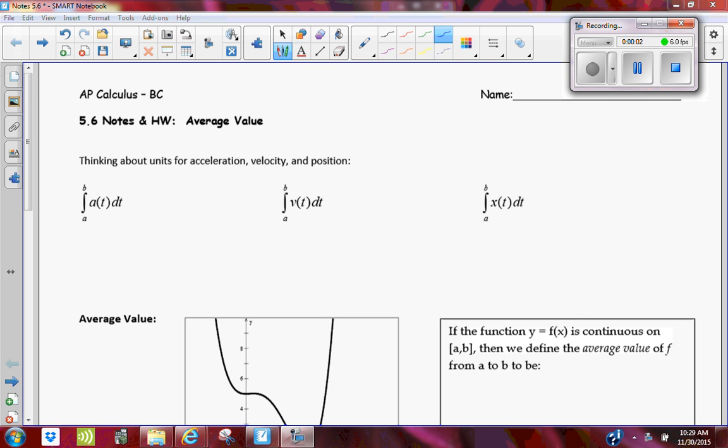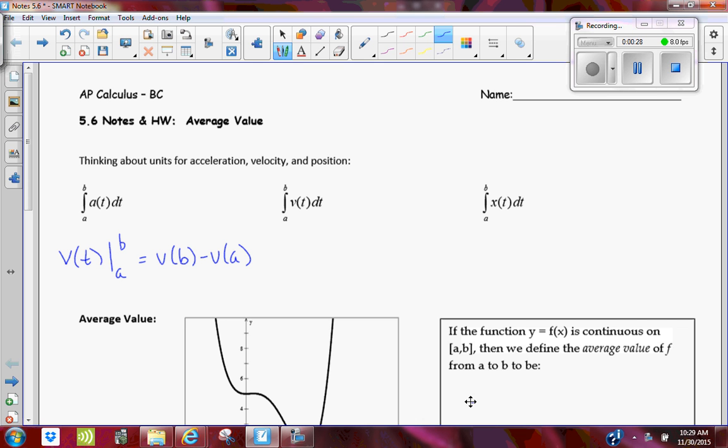Let's just talk about units for a minute. If you think of acceleration, velocity, and position, and you take an antiderivative of acceleration, what are you supposed to get? Velocity. So this would be velocity from A to B, which would be velocity at B minus velocity at A. You agree with that? Okay.